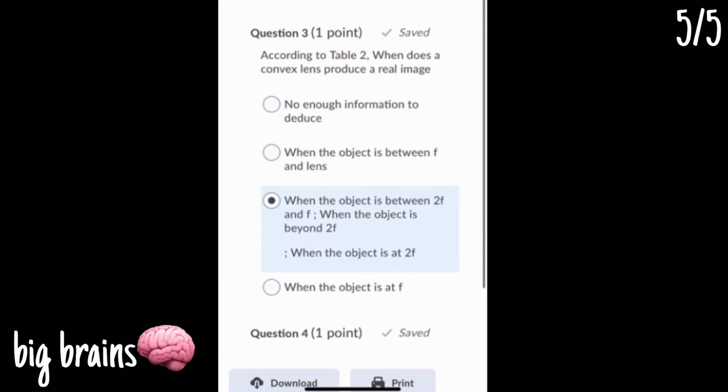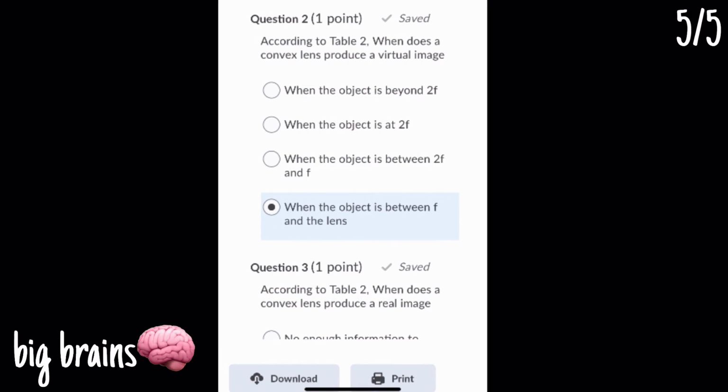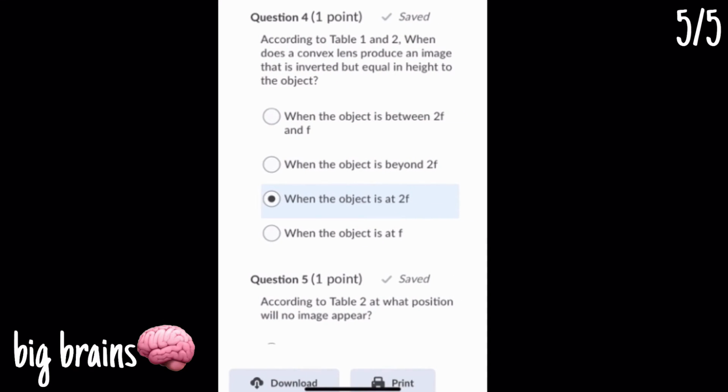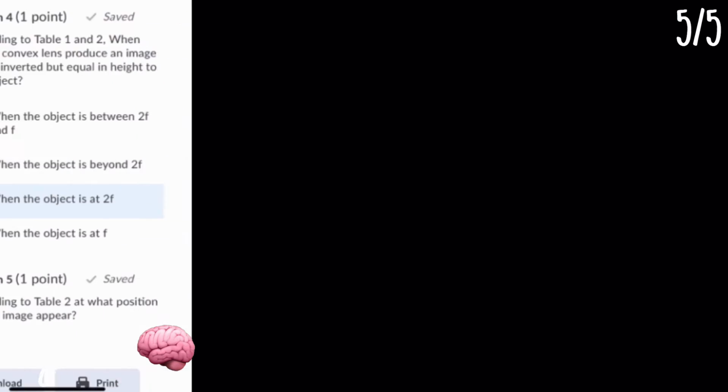Number 3, according to table 2, when does a convex lens produce a real image? Like I was saying, when the object is between 2F and F, beyond 2F, and at 2F. Only between F and the lens does it produce a virtual image. According to tables 1 and 2, when does a convex lens produce an image that is inverted but equal in height to the object? It's a real image because it's inverted, but the same height, and that is when the object is at 2F.